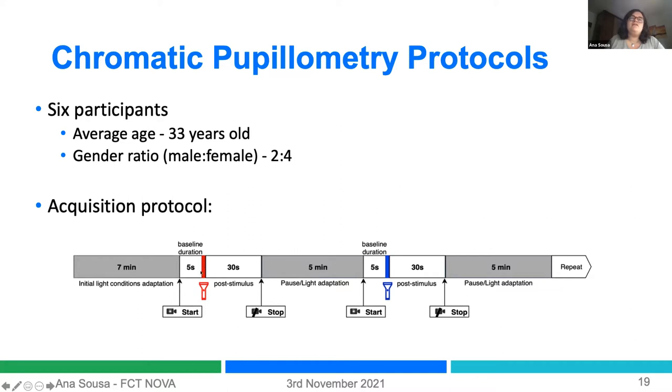We then show the stimuli for a certain duration. I will explain what durations we used. And then we wait 30 seconds, still recording, to be able to get the pupil recovery. And then we stop recording, we do a pause, and we repeat the process. It's every time like this.